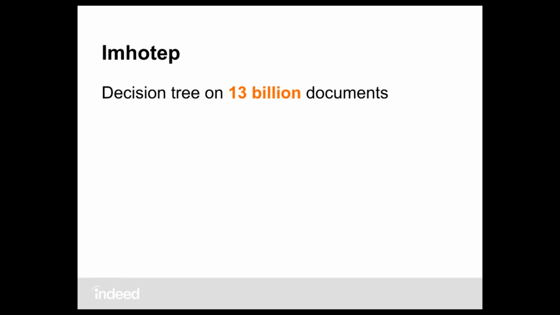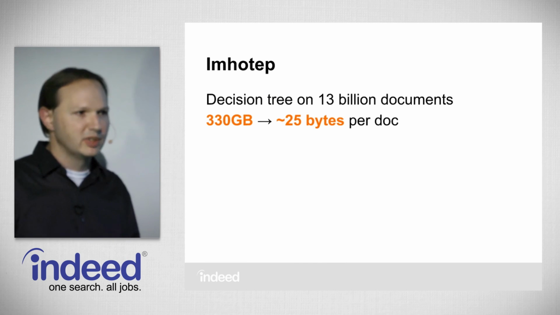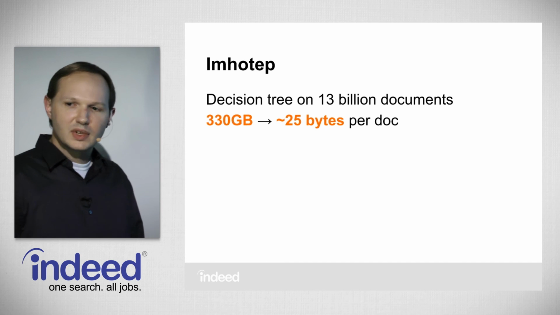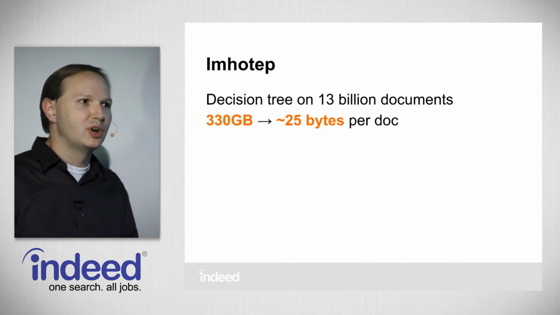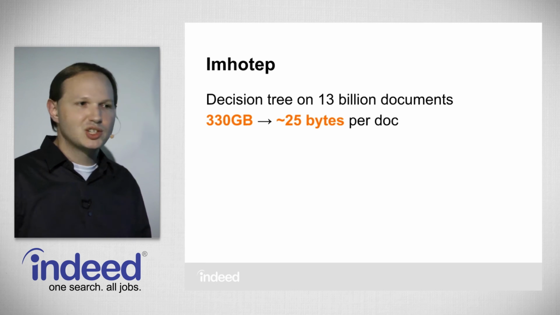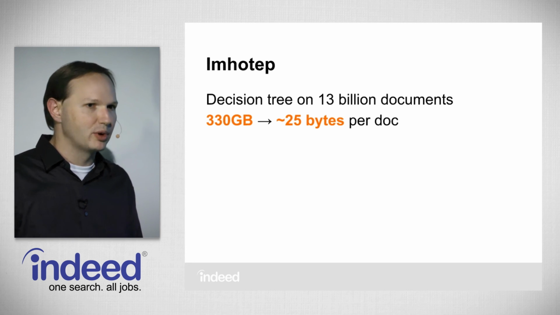So let's look at a very big decision tree and building it on top of this hardware. So let's say we want to build a decision tree on 13 billion documents. In this case, these documents represent impressions on jobs and whether they were clicked on or not, and data associated with those impressions. By storing this in an inverted index, it actually isn't terribly large. It's only 330 gigabytes. That's only 25 bytes per impression on our site. It's kind of magical. It's a nice feature of inverted indexes. They also greatly compress your data for you.